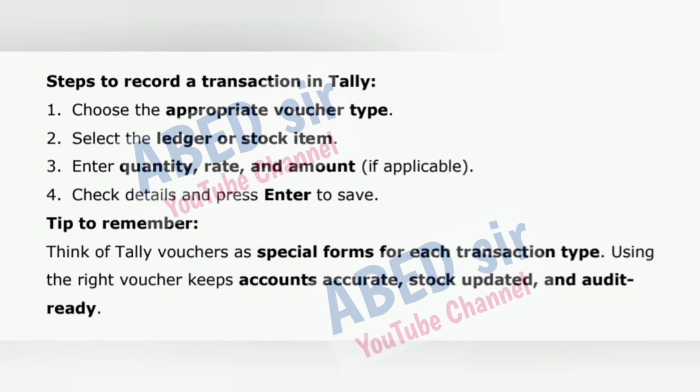Steps to record a transaction in Tally. 1. Choose the appropriate voucher type. 2. Select the ledger or stock item. 3. Enter quantity, rate, and amount, if applicable. 4. Check details and press Enter to save. Tip to remember: think of Tally vouchers as special forms for each transaction type. Using the right voucher keeps accounts accurate, stock updated, and audit ready.